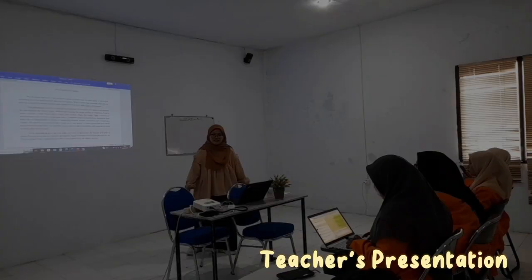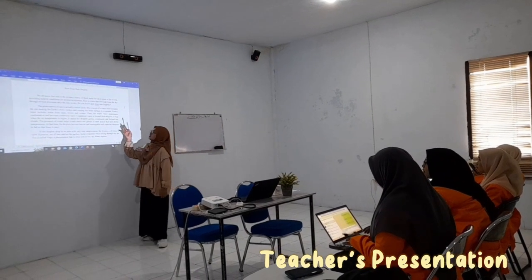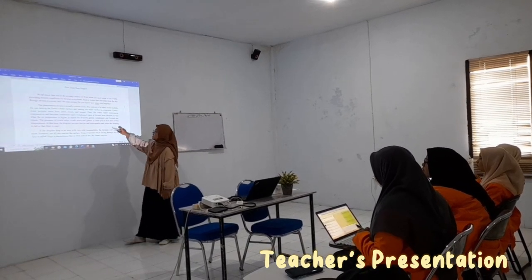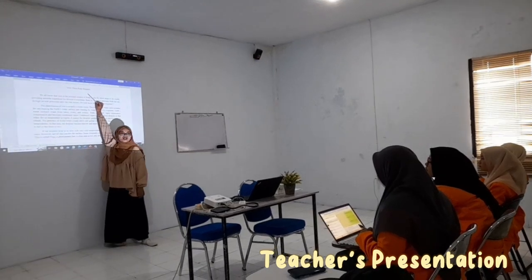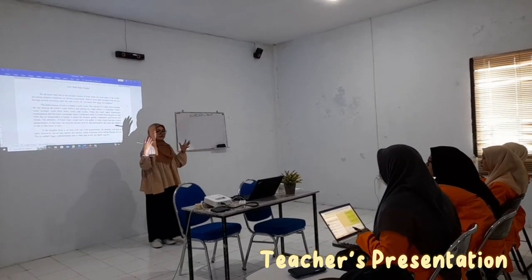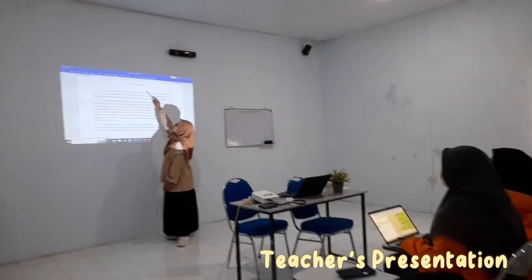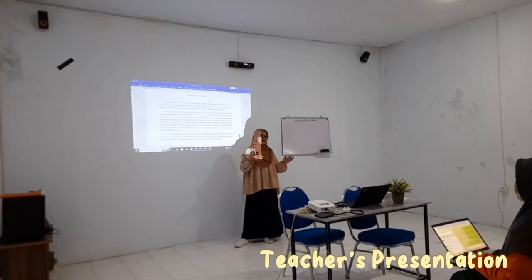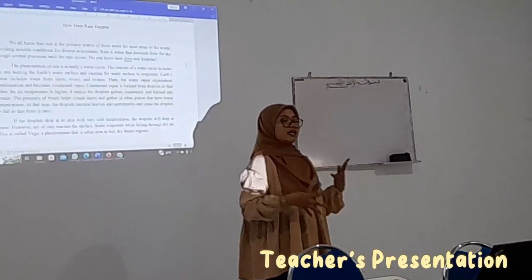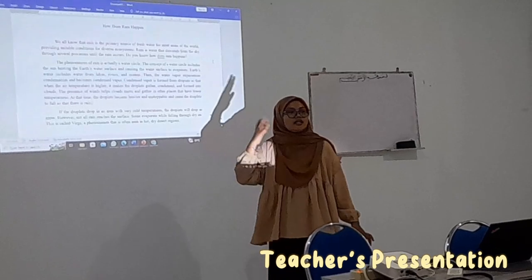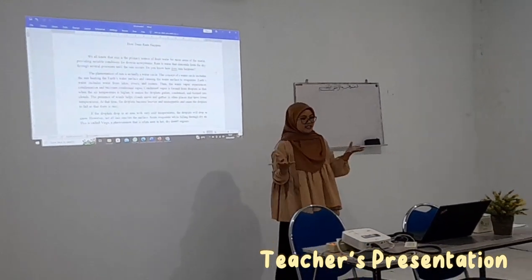But I'll show you the example of explanation text. Okay, this is the example of explanation text. So the first is the title of explanation text. So when you make explanation text, you have to make the title like this. As I said before, explanation text adalah teks yang menjelaskan mengenai proses terjadinya sesuatu. Jadi judulnya juga harus seperti ini. How does rain happen? Jadi bagaimana hujan itu terjadi?